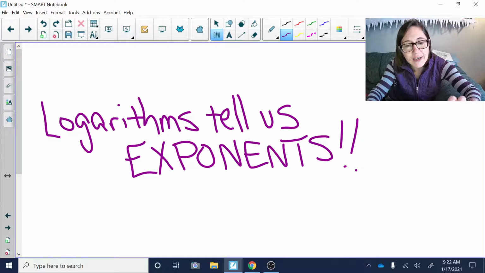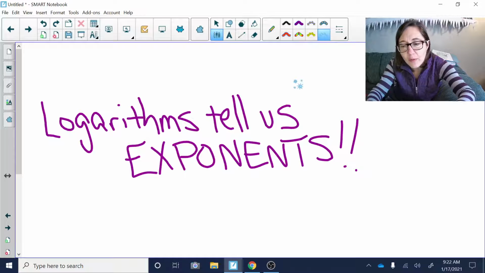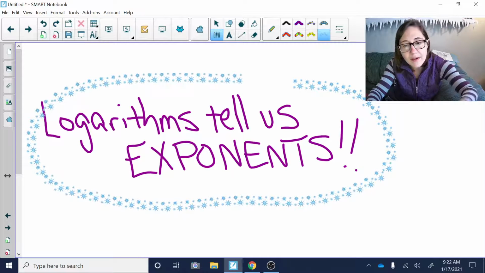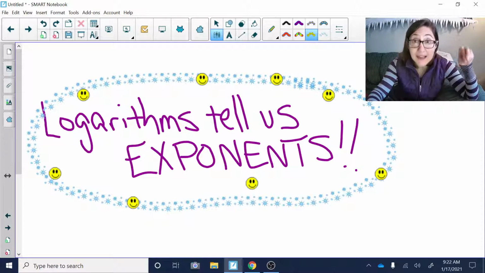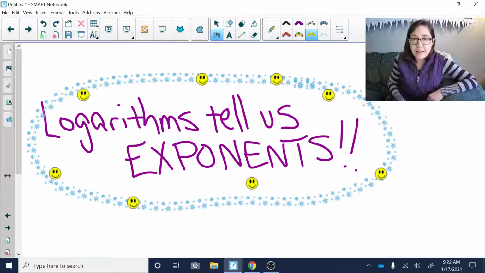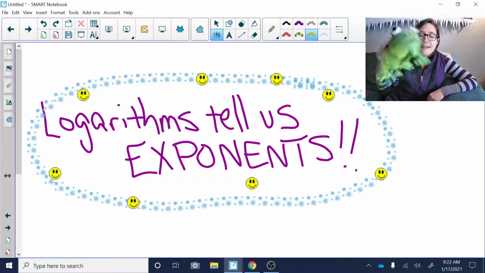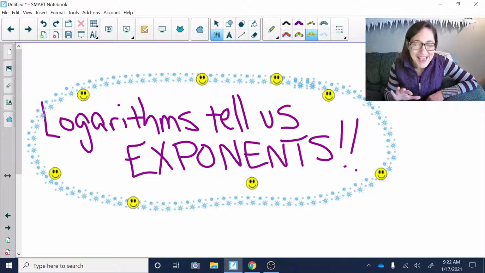So let's decorate that idea a little bit, shall we? Let's see. Come on. Oh, this one. Snow. And happy faces. This is the main idea for today that will help you make the connection between these logarithmic rules and the exponential rules that you already know. We're building on that prior knowledge. So logarithms tell us what? Exponents. So good job.